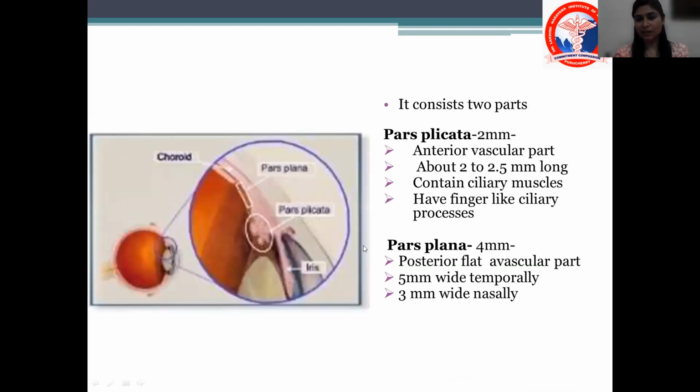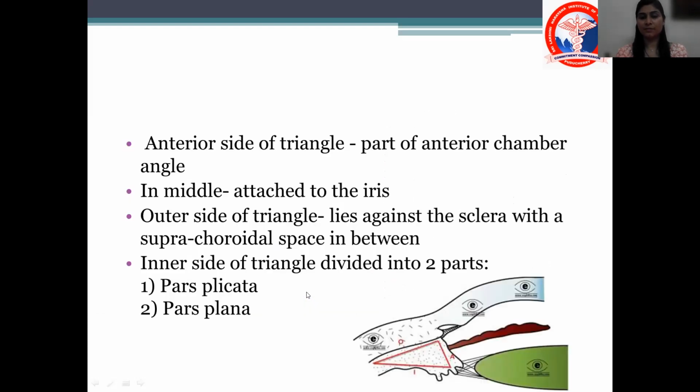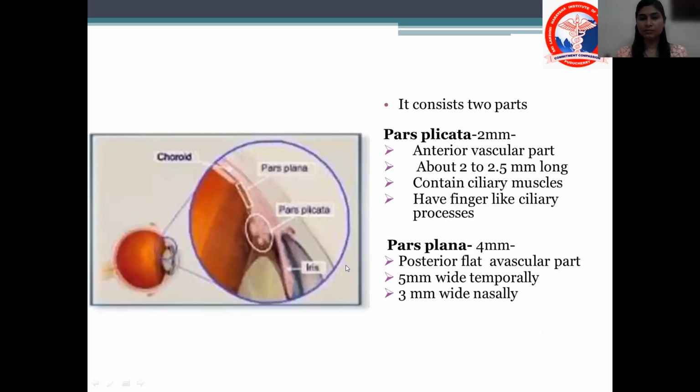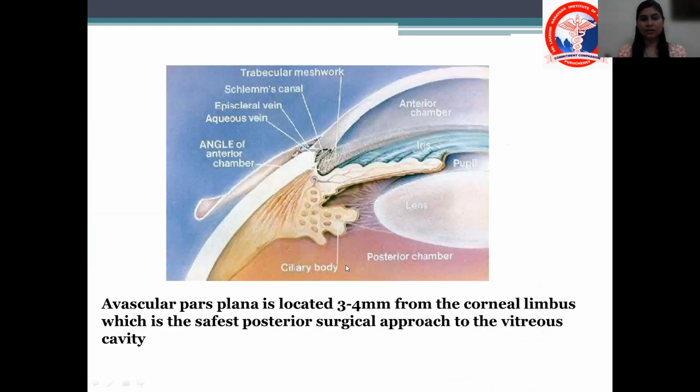Now the pars plana is a 4 millimeter long structure. This is the posterior avascular flatter part, which is 5 millimeter wide temporally and 3 millimeter wide nasally. This is the flattened area, pars plana. The avascular pars plana is located 3 to 4 millimeter from the corneal limbus, which is the safest approach for posterior surgeries to get entry into the vitreous chamber.